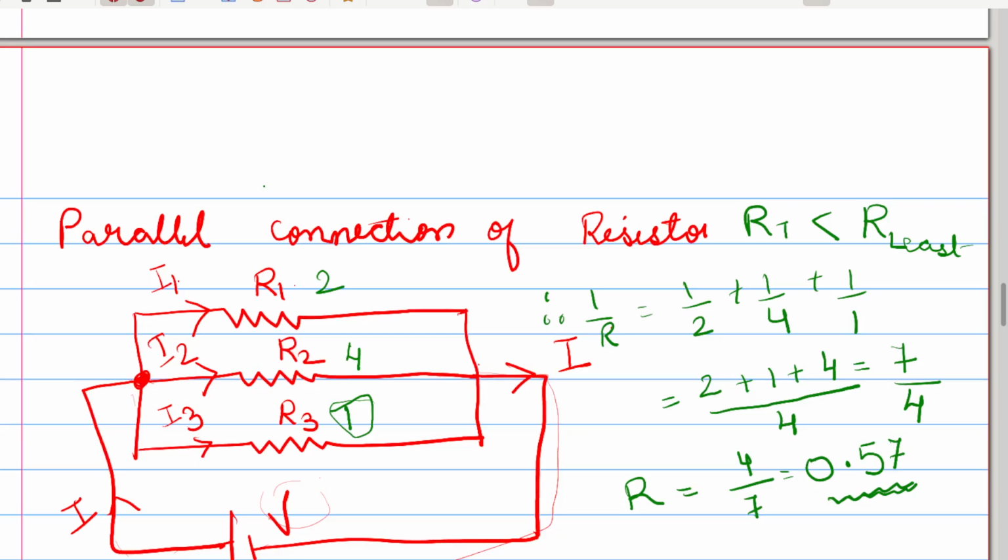Okay. I hope you get the clear idea for parallel connection of resistor.